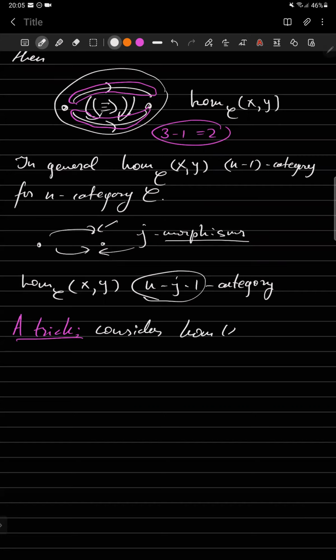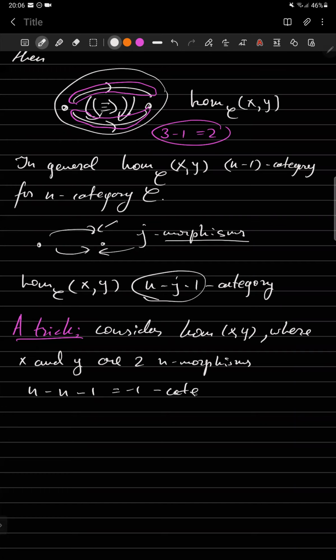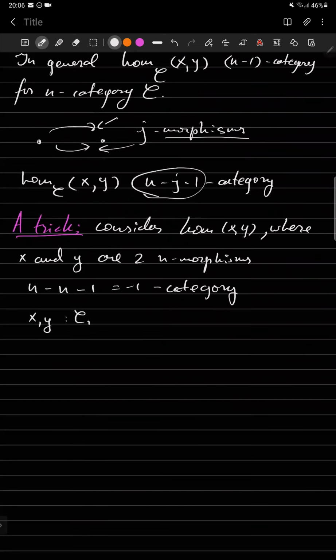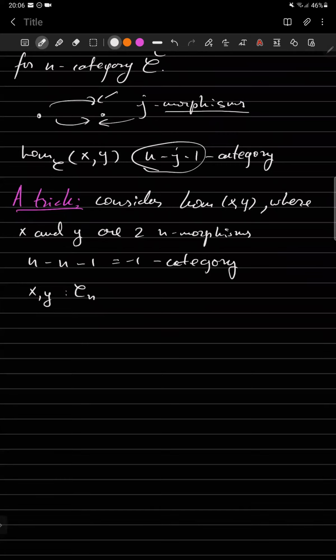Consider hom category between two objects where X and Y are two n morphisms. Then what do we get here? Well, we get n minus n, okay, minus one category. As we can recall earlier, I said that n morphisms don't have equivalences, they just have equalities. So that implies that if we have two morphisms which are two n morphisms, then hom between them consists just of two points. So true and false.